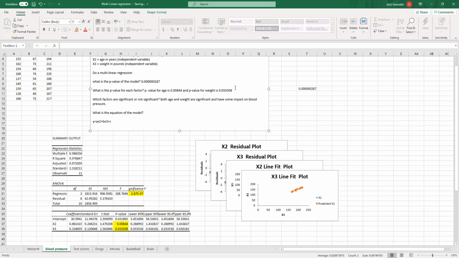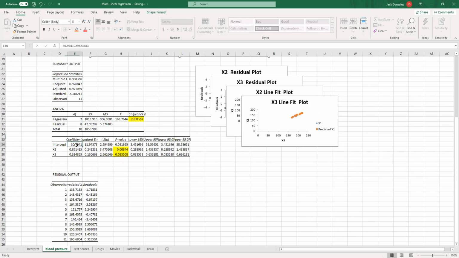Make a little space here, it looks a little prettier. So these are the p-values. Okay, and yeah, so they impact blood pressure. So what is the equation of the model? So now this guy, you just fill in the blanks, right? The A and the B and the C. Those are these right here, these values.